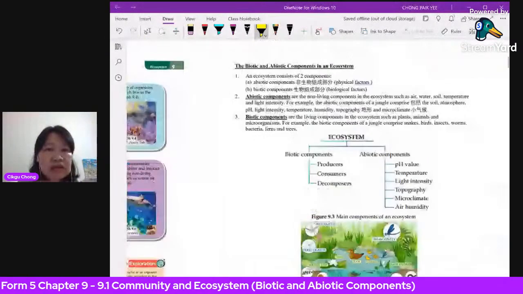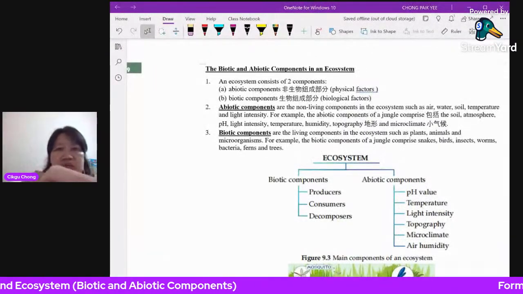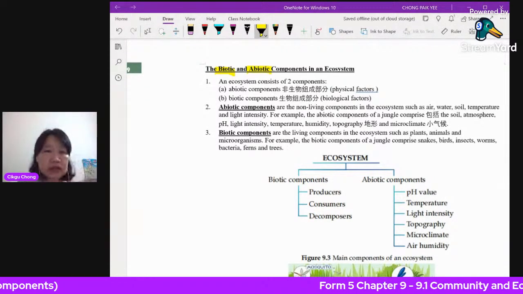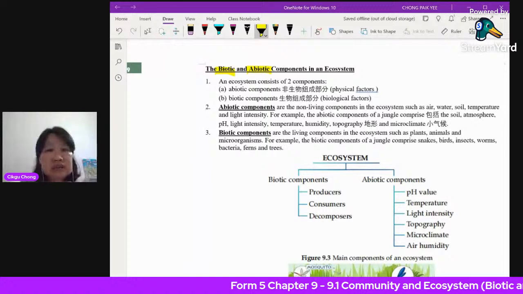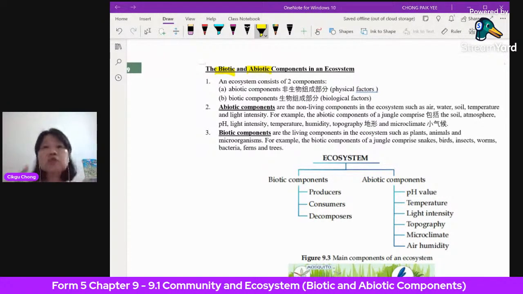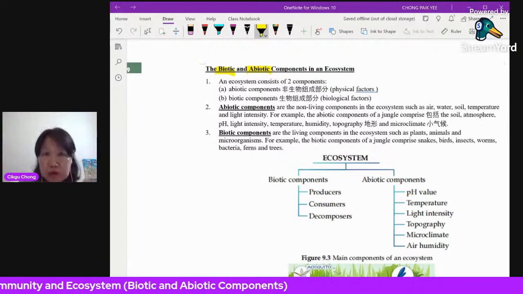Now let's look at the two components in an ecosystem. I mentioned here the words biotic and abiotic. Biotic is all the living organisms. For example, you have all the animals, all the plants, including the bacteria, all the microorganisms, they are considered biotic.